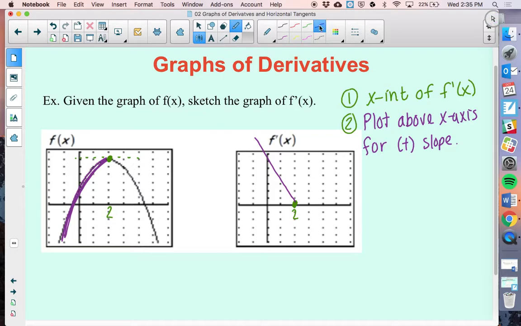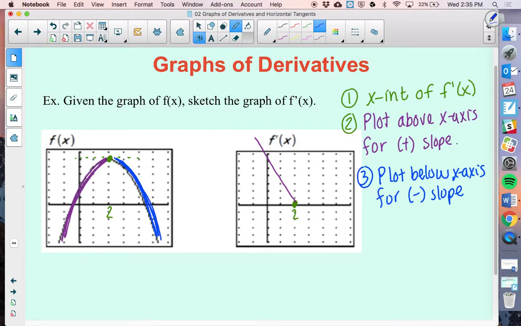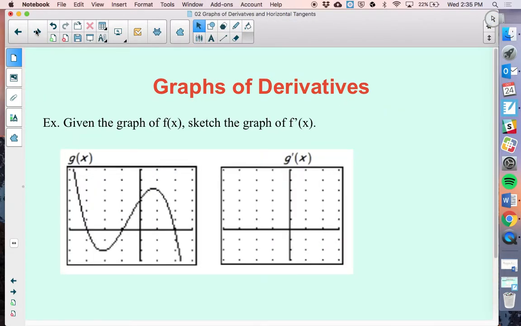And then last thing here, I'm going to plot below the x-axis for negative slopes. So here I know my slopes are negative, and that means that all my x values to the right of 2 on the derivative must be below the x-axis, and so it should look like that. And again, remember that if we started out with a quadratic, which is degree 2, my derivative must be linear, must be a straight line. Okay, let's look at one more example here.